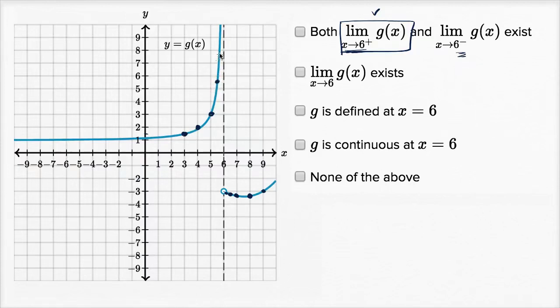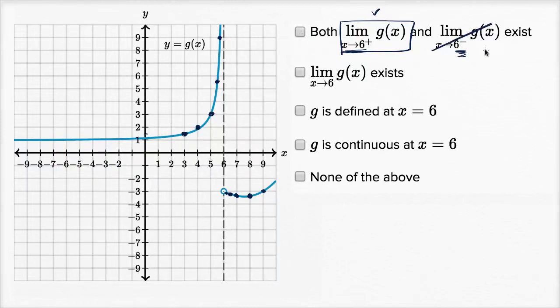g of 5.75 looks like it's approaching 9. And as x gets closer and closer to 6 from below, from values to the left of 6, it looks like we're unbounded. We are approaching infinity. And so technically we would say this limit does not exist. So this one does not exist. So I won't check this one off.